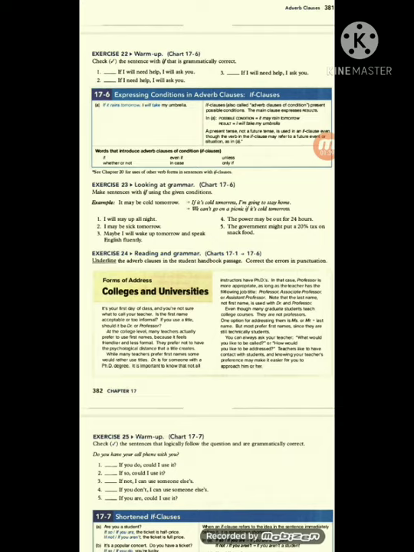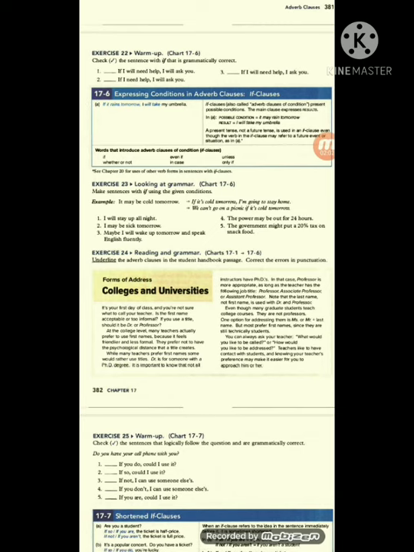Expressing condition in adverb clauses. If clause. A. If it rains tomorrow, I will take my umbrella. An if clause, also called an adverb clause of condition, presents possible conditions, and the main clause expresses the result. In A, the possible condition is that it might rain tomorrow. The result is I will take my umbrella.